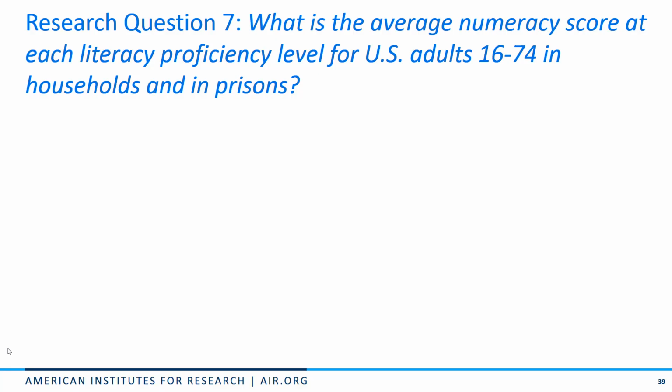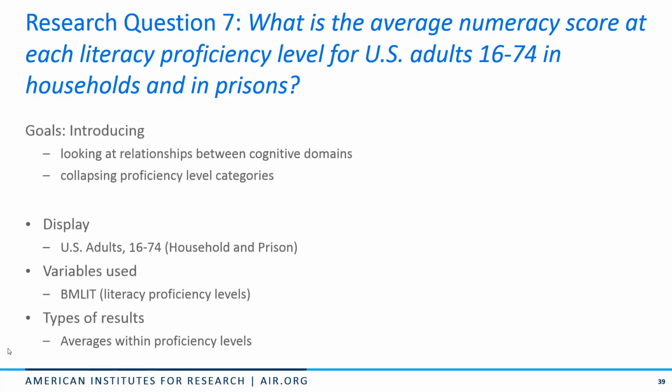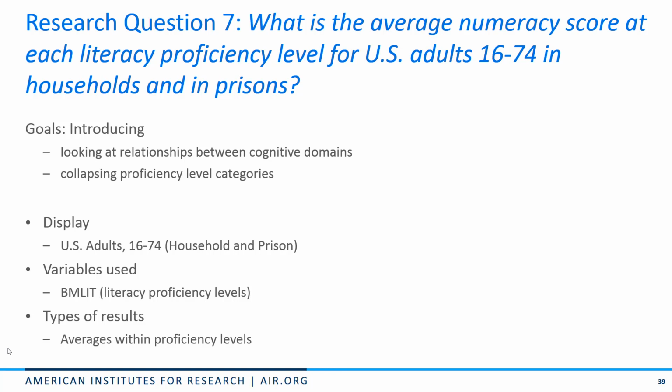In this scenario, we want to find out what is the average numeracy score at each literacy proficiency level for U.S. adults 16 to 74 in households and in prisons. The goal here is to show you one way that you can look at the relationship between different cognitive domains within the IDE. In addition, we will show you how to combine proficiency level categories.